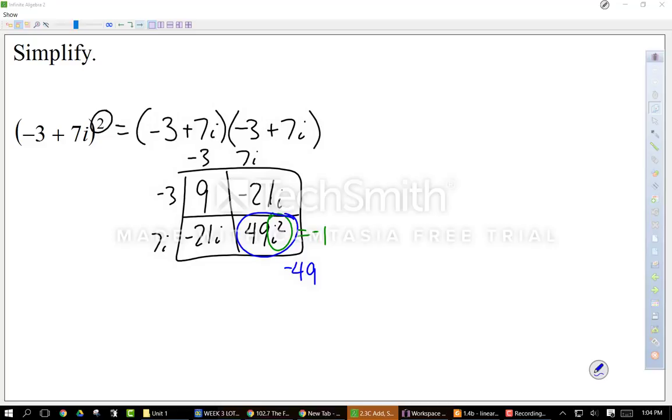I'm just flipping that 49. The same happens every time you have an i squared. All that occurs is the number that's in front, the coefficient, just flips its sign. And then combine terms. So the 9 minus the 49 can be combined to give me a -40. And then the -21i and a -21i can be combined to give me a -42i.